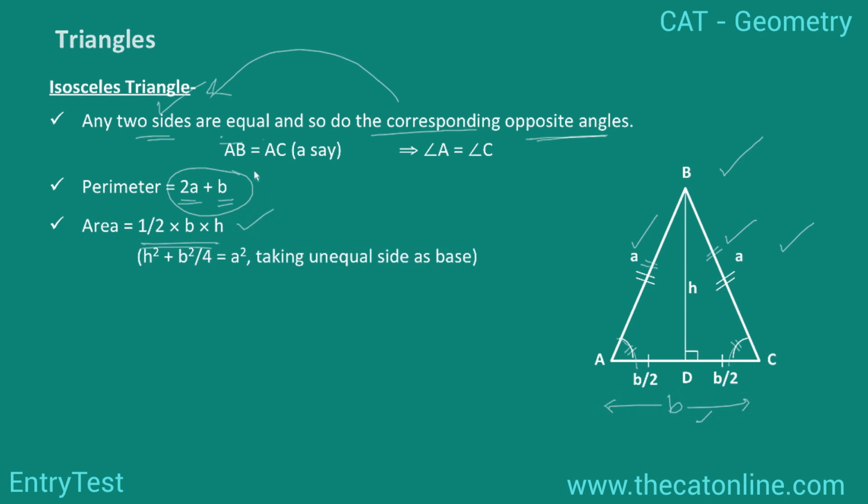Now to find out the height, I can use the concept that when 2 sides are equal, the perpendicular from the opposite vertex would divide the base into 2 equal parts. So AD, the length of AD, will also be equal to the length of DC. Therefore, I can apply the Pythagoras theorem in this triangle, and I can get a square is equal to h square plus b square by 4. So I can find the value of the unknown h using the Pythagoras theorem, and this Pythagoras theorem is being used here by taking the unequal side as the base.